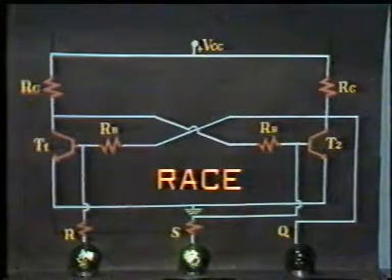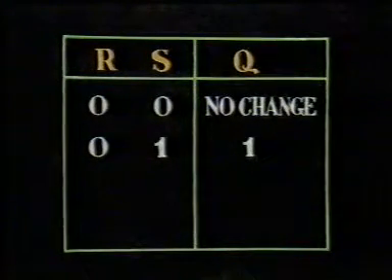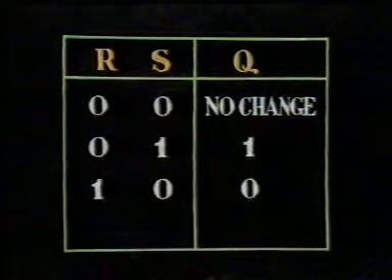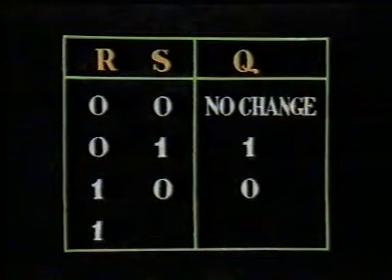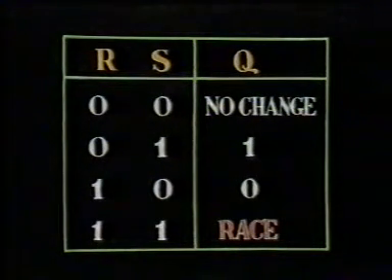The truth table summarizes the operation of the RS flip-flop. R equal to 0, S equal to 1 makes Q equal to 1. R equal to 0, S equal to 0 is a no change condition. R equal to 1, S equal to 0 makes Q equal to 0. R at 1 and S at 1 is a forbidden condition. This is the race condition.